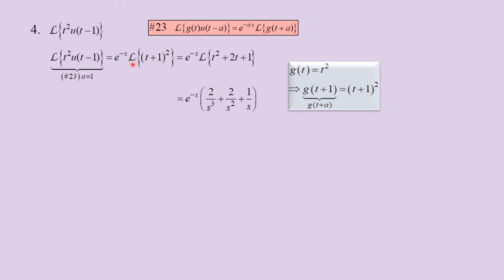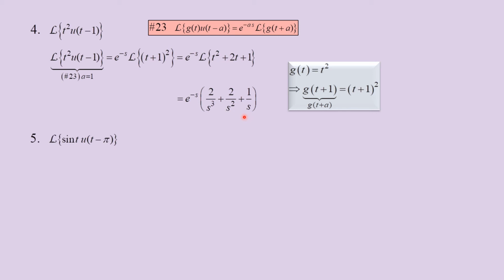Now to get the Laplace transform of t plus 1 squared, we know from an earlier lesson that we need to square this function first. So we get e to the negative s times the Laplace transform of t squared plus 2t plus 1, and find the Laplace transform of each of these using the formulas from the table of Laplace transform. The Laplace transform of t squared is 2 over s cubed, of 2t is 2 over s squared, and of 1 is 1 over s. So the Laplace transform of t squared times u(t minus 1) is equal to e to the power of negative s multiplied by 2 over s cubed plus 2 over s squared plus 1 over s.